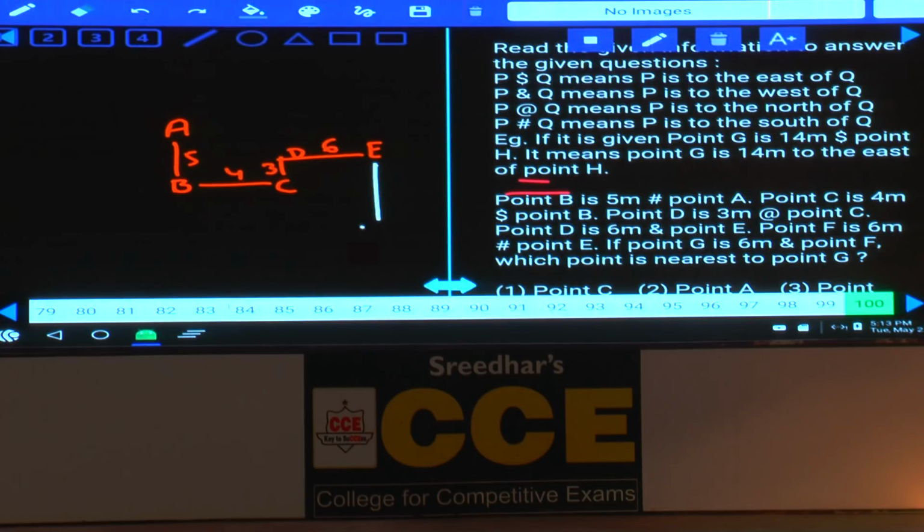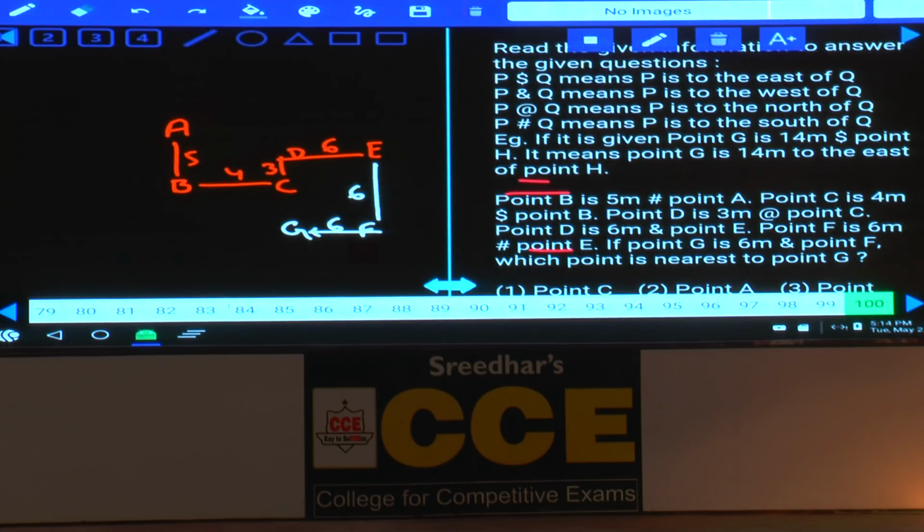From E, F is here, 6 meters to the south of E, and point G is 6 meters to the west of F. G is 6 meters to the west of F, hence G will be here, isn't it? Now the distance between these two is 6 meters.